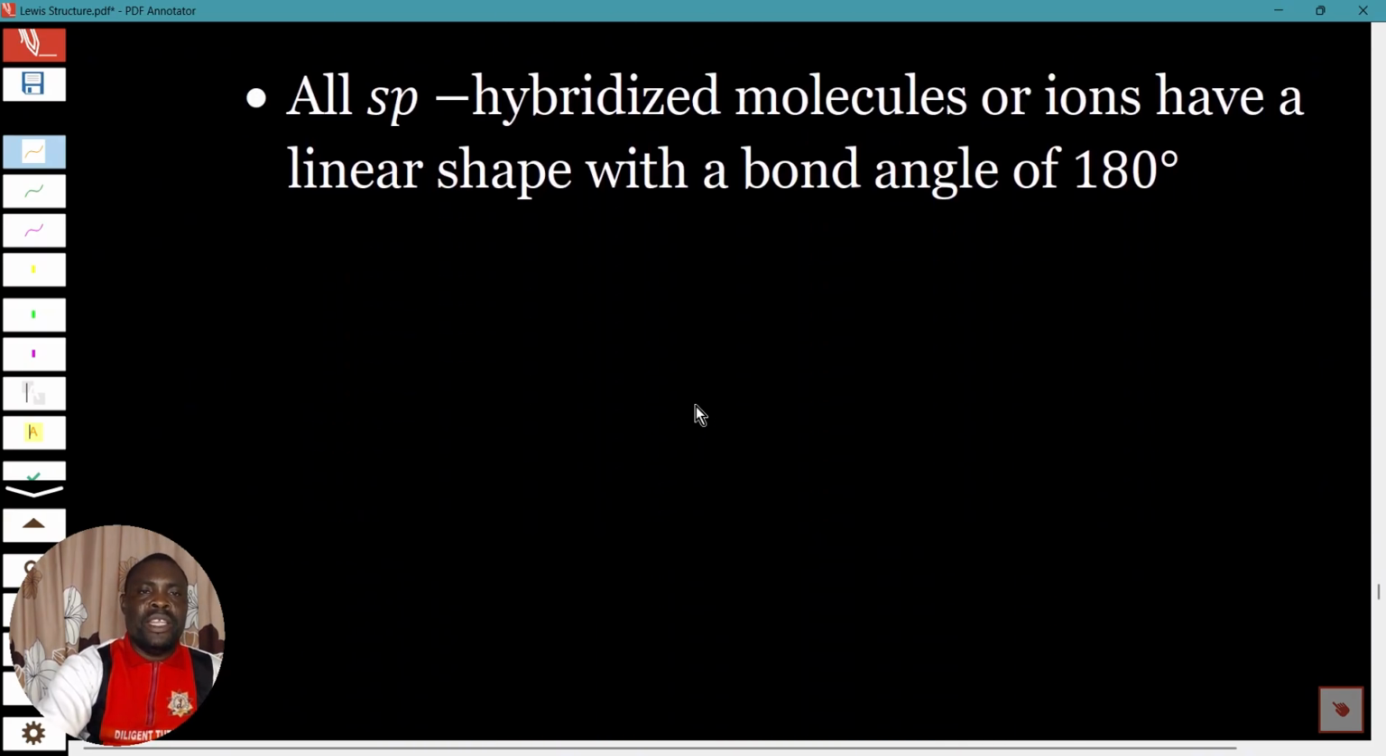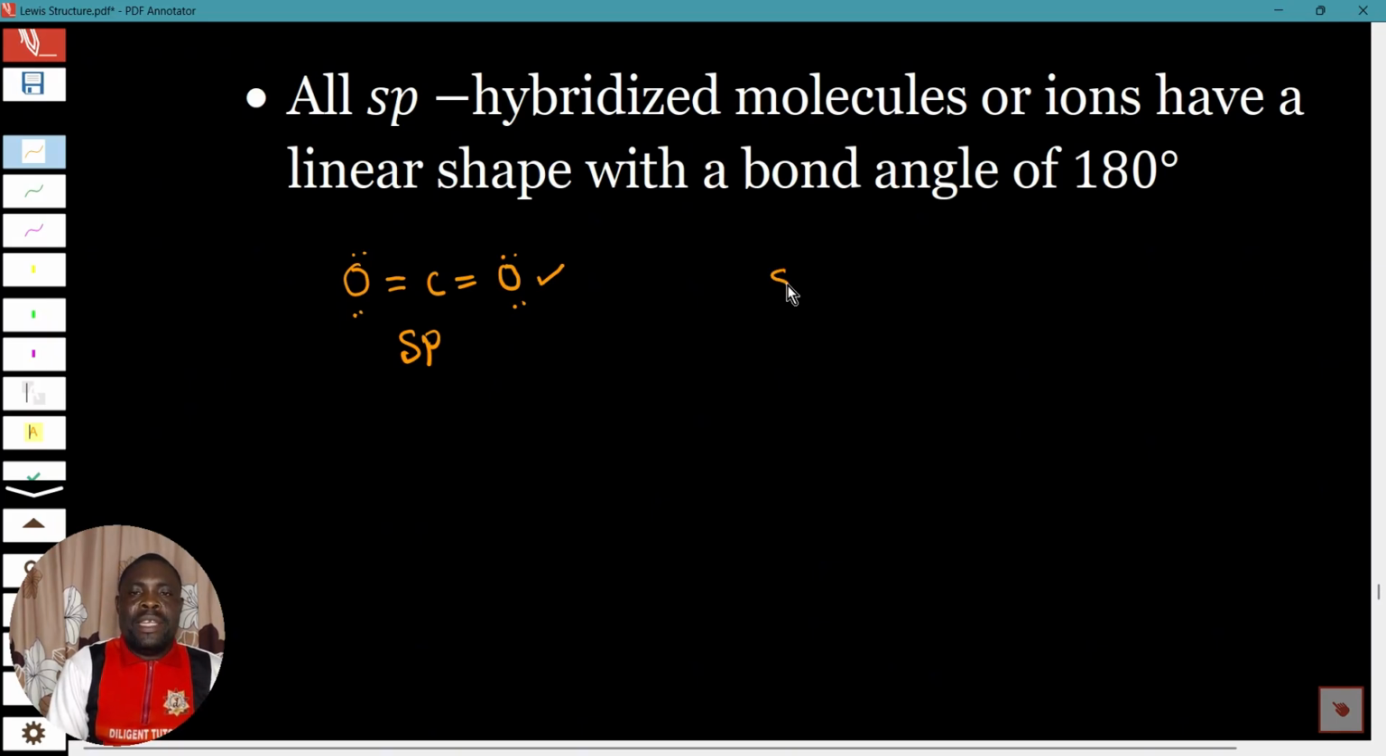Now let's look at the second rule. All sp hybridized molecules or ions have a linear shape with a bond angle of 180 degrees. Now, from our previous class, this is the shape or structure of carbon(IV) oxide. You will discover that the hybridization of carbon(IV) oxide is sp. Because carbon(IV) oxide has a hybridization of sp, the shape will be linear with a bond angle of 180 degrees.